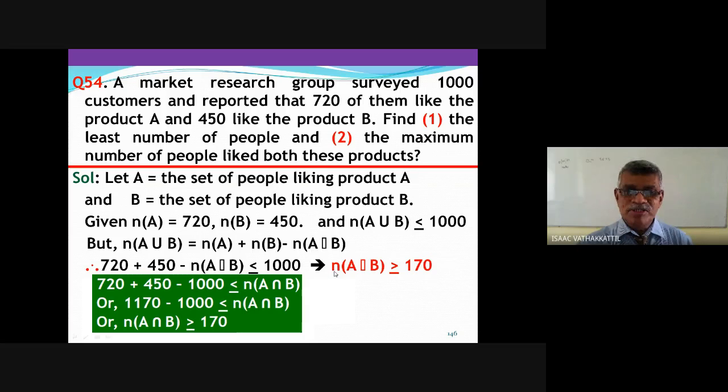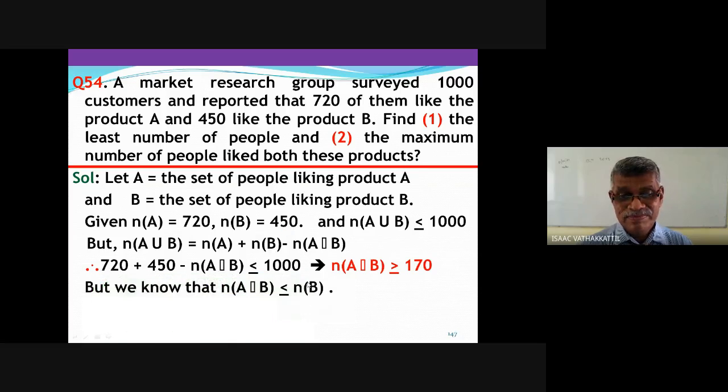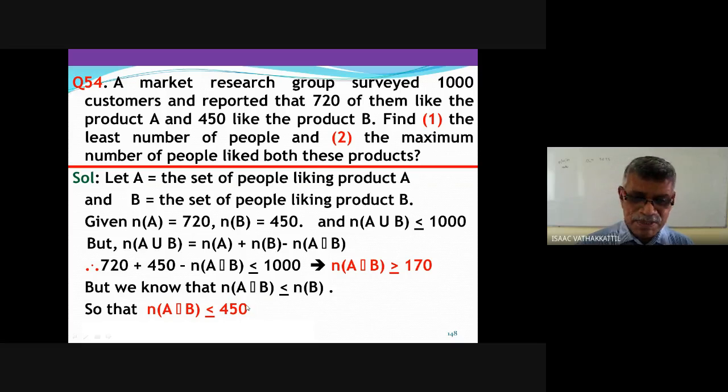So, it may happen, at the most, that all these 450 like product A also, but it cannot exceed 450. Number of A intersection B cannot exceed number of A. Number of A is bigger, no problem. It cannot exceed number of B also. So, number of A intersection B must be less than or equal to 450.